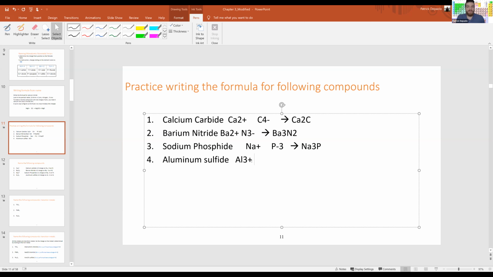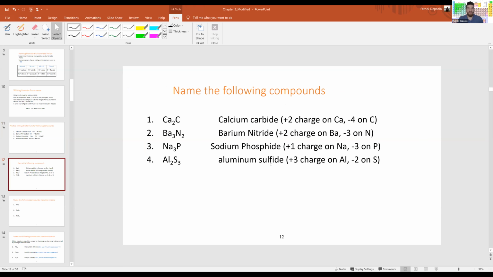All right, so aluminum sulfide: aluminum is 3 plus, sulfide is 2 minus, which is sulfur. So you can see how it works. You would need 2 aluminums to make plus 6, and 3 sulfurs to make minus 6: Al2S3. And then we can see the answers. Yay, we got it. Okay, cool. Are there any questions on that?